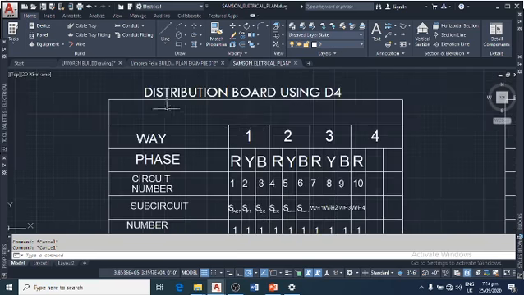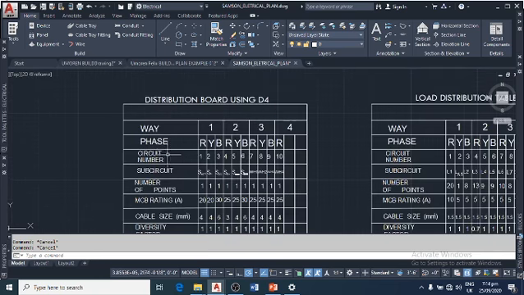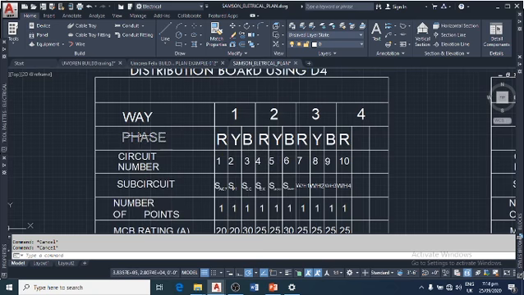First, you have a distribution board using D4. What we mean by distribution board using D4 is that the D4 symbolises the way. We have here D1, D2, D3, and D4. D4 is the number of ways we have here on our distribution board. Okay, we have the phase. In a distribution board, we see that we have the red, yellow, black, red, yellow, black, red, yellow, black. It is arranged in that format, and it goes on as the number of way increases. For a D4, we just have red, yellow, black, red, yellow, black, red, yellow, black. That's what we have here.